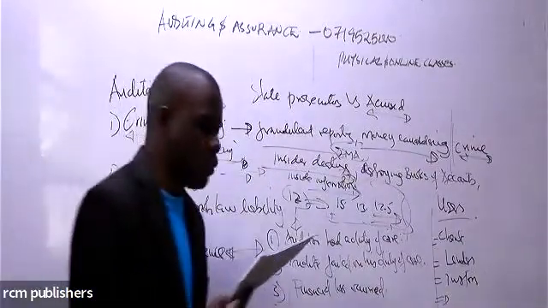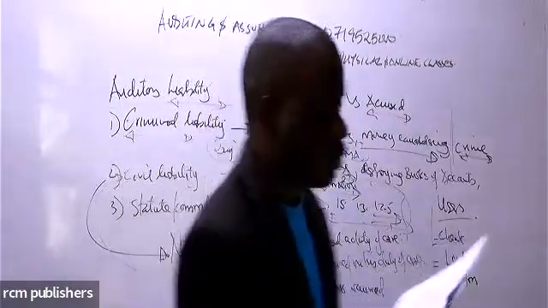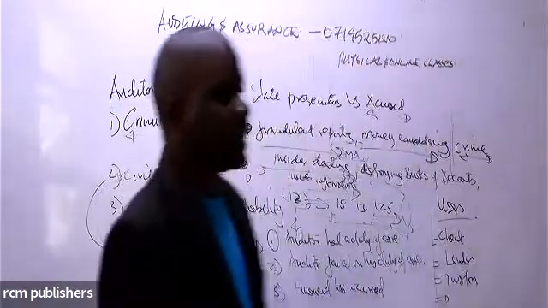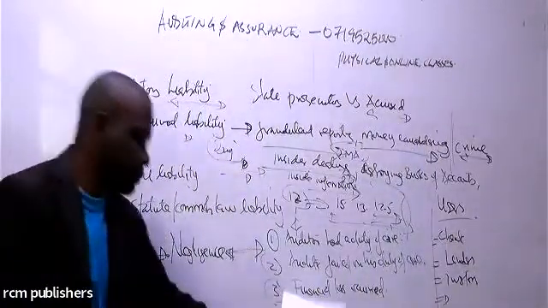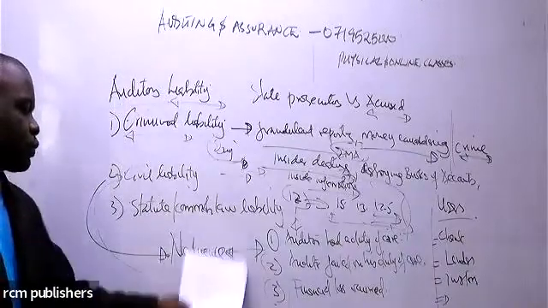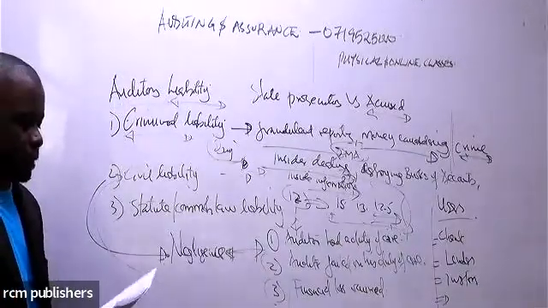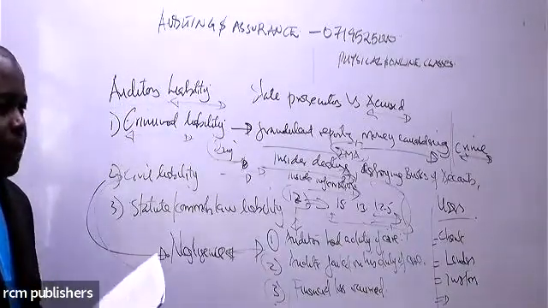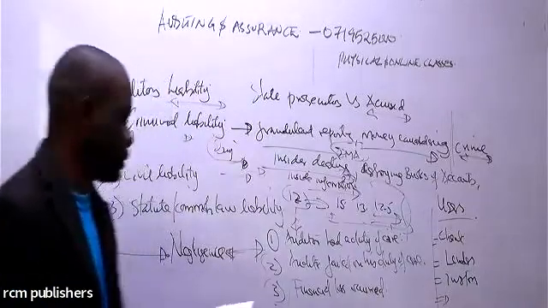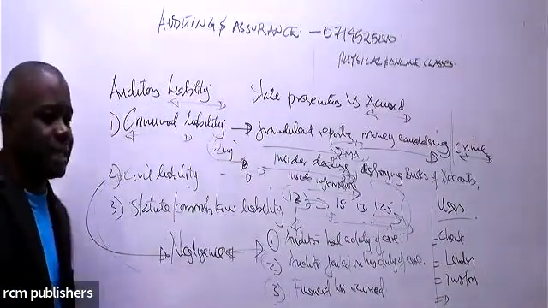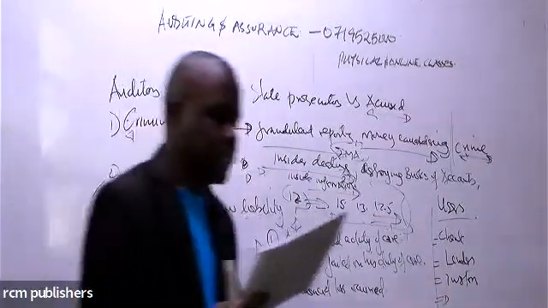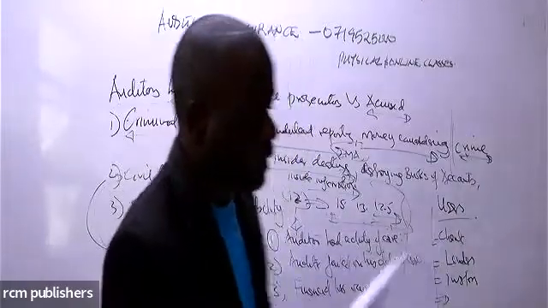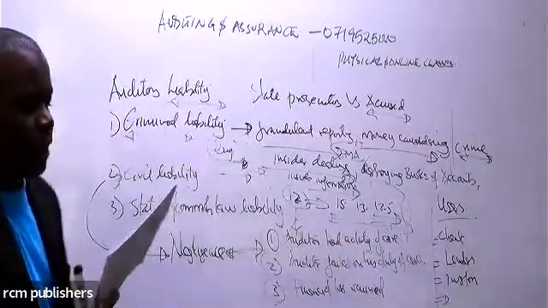And of course, there was a direct causal relationship between the loss suffered and the auditor's what? Negligence. So the loss suffered is actually in connection to the negligence of the auditor. Therefore, civil liability arises, which we can specifically call what? Negligence. We call it negligence. So the auditor is said to have been negligent.